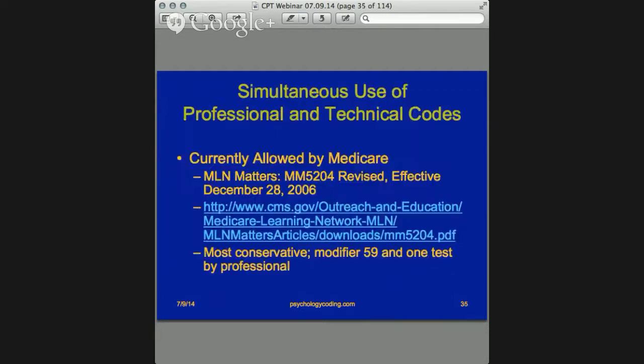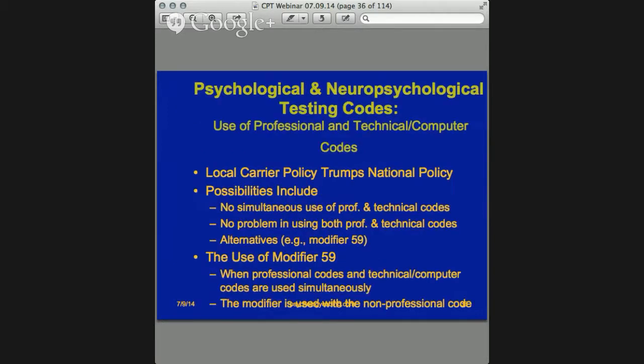Now, let's get into an area that's very, very, very complicated. And with that, let me jump into the simultaneous use of a professional and technical code. All right, so here we have the psychological and neuropsychological testing code. So first of all, we have the thing I've said several times, that local carrier trumps everything else.